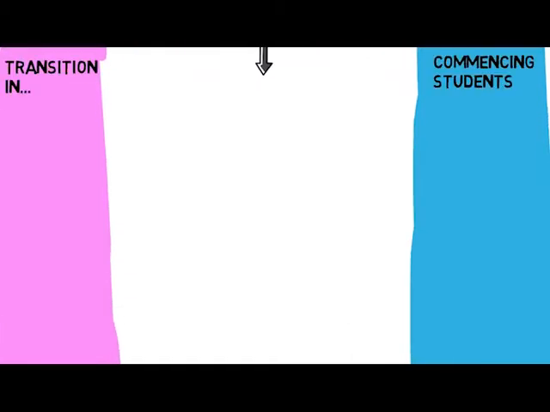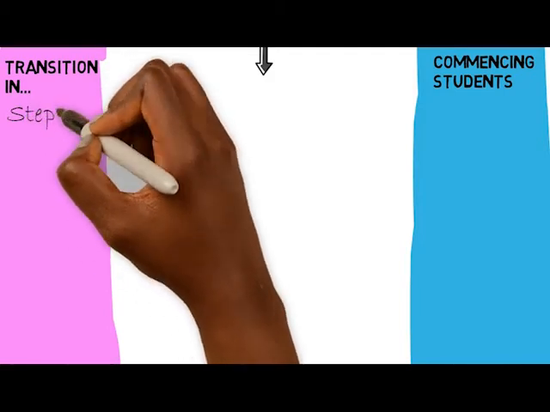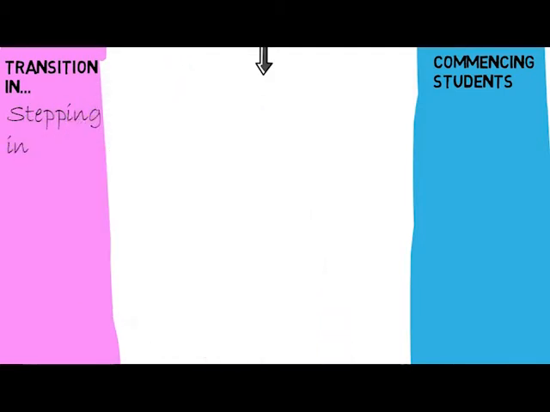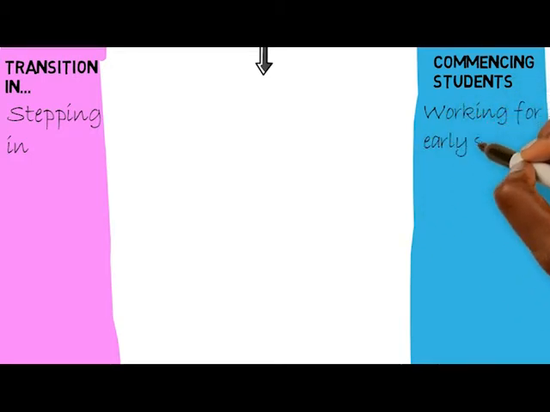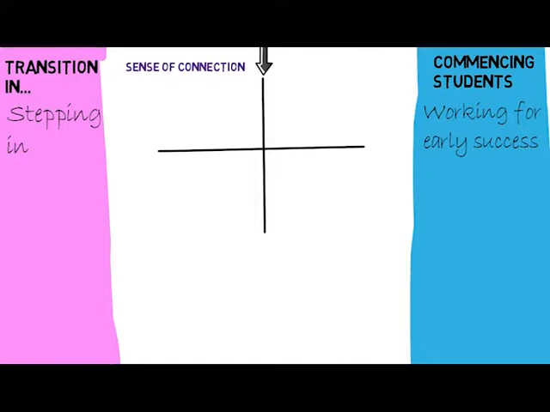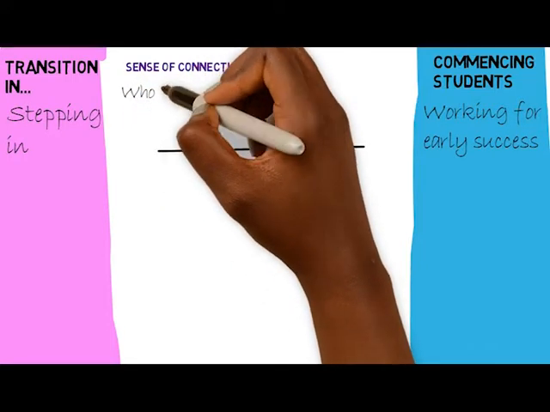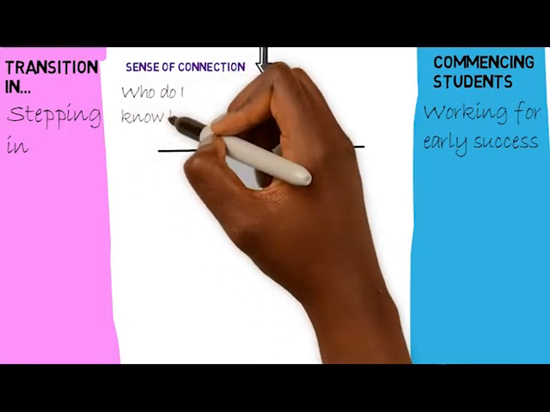So assuming students have made a successful transition towards and they've made a commitment and a choice to be in university, they're in the transition in phase, that's stepping into the university experience. And they're working for early success as a commencing student, as a newbie on the block. How do the senses of success express themselves here? Well, the labels become familiar. So sense of connection is, who do I know here and how do I get more connected?